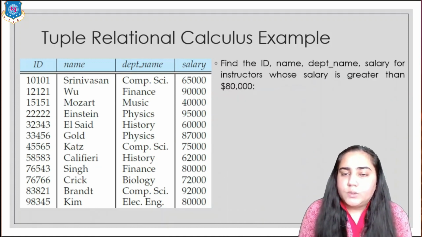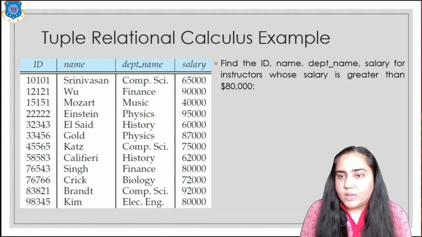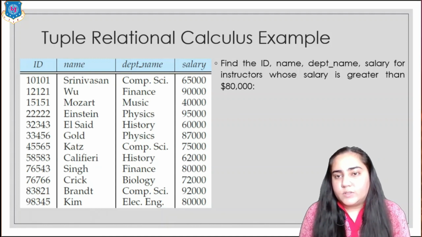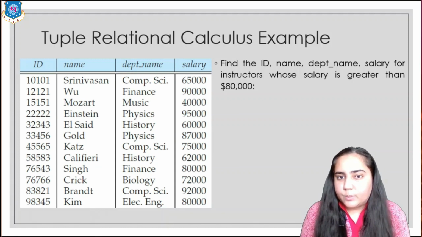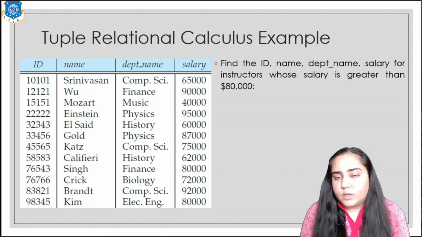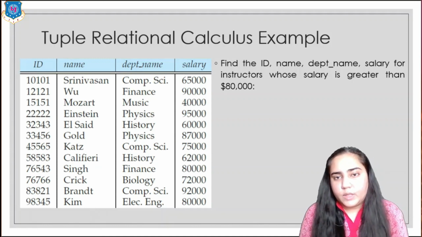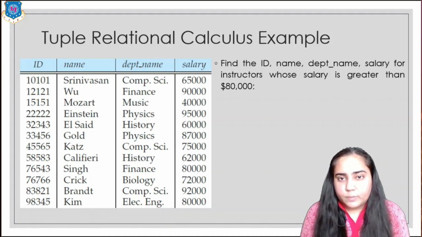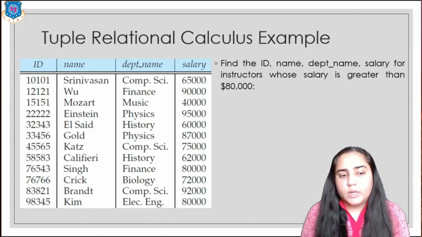Now the query that we are going to answer is to find the ID, name, dept name and salary for all instructors whose salary is greater than $80,000. It's a fairly simple query, and if you were using relational algebra, then you would use the pi operation and write down ID, name, dept name, and salary, and then use a sigma operation to write down sigma salary greater than 80,000 and put the instructor relation in a bracket.